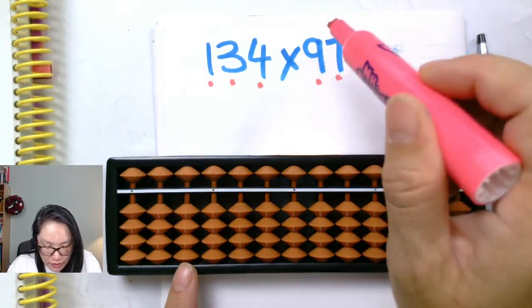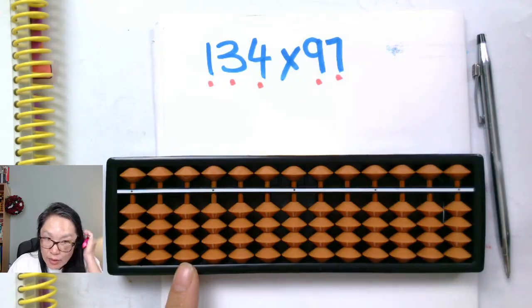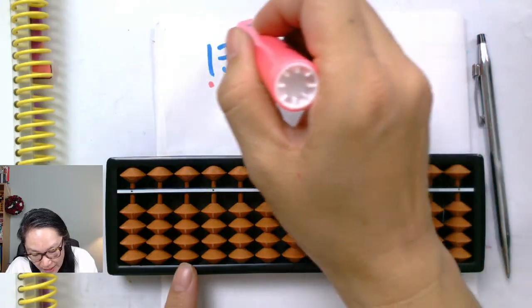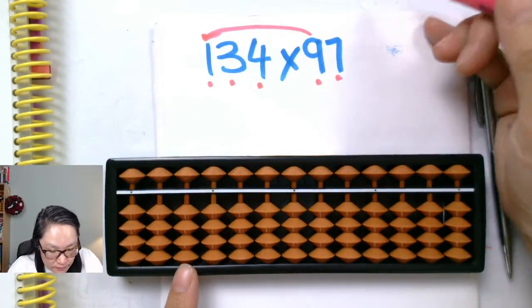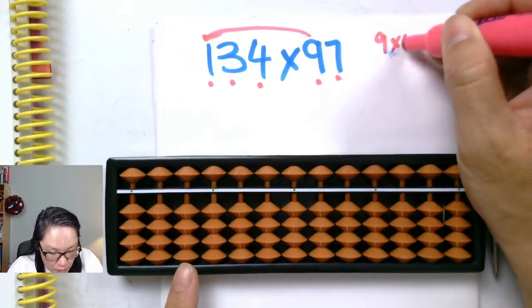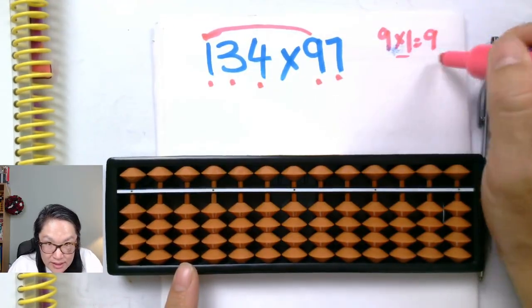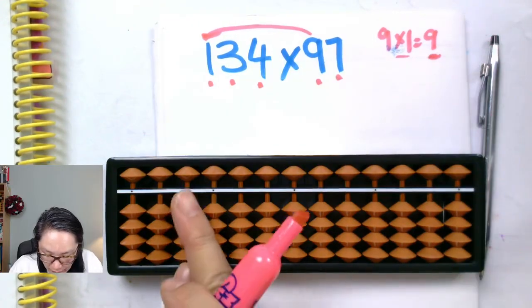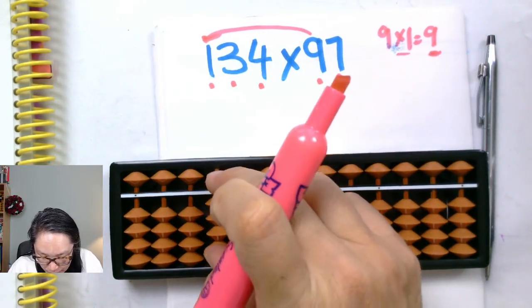The first thing we're going to do, again, don't forget this is distributive property. Because this is distributive property, we're going to do 9 times 1. 9 times 1 is equal to 9. 9's a single digit. I have to go back one column, I add the 9. I'm adding the 9 right here.